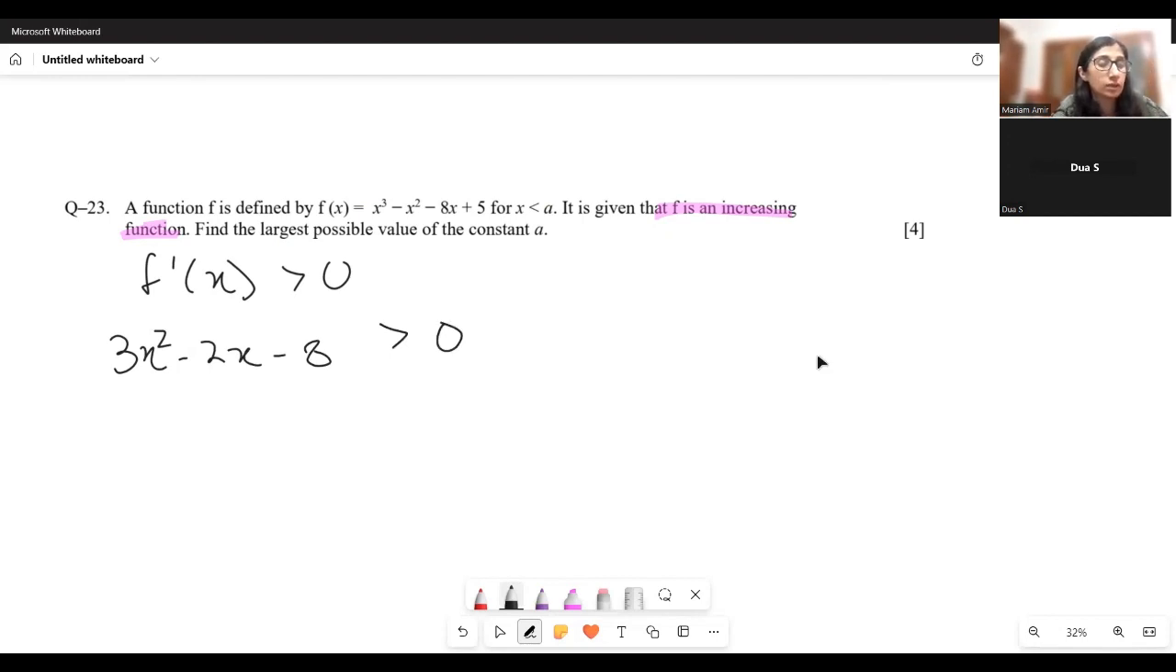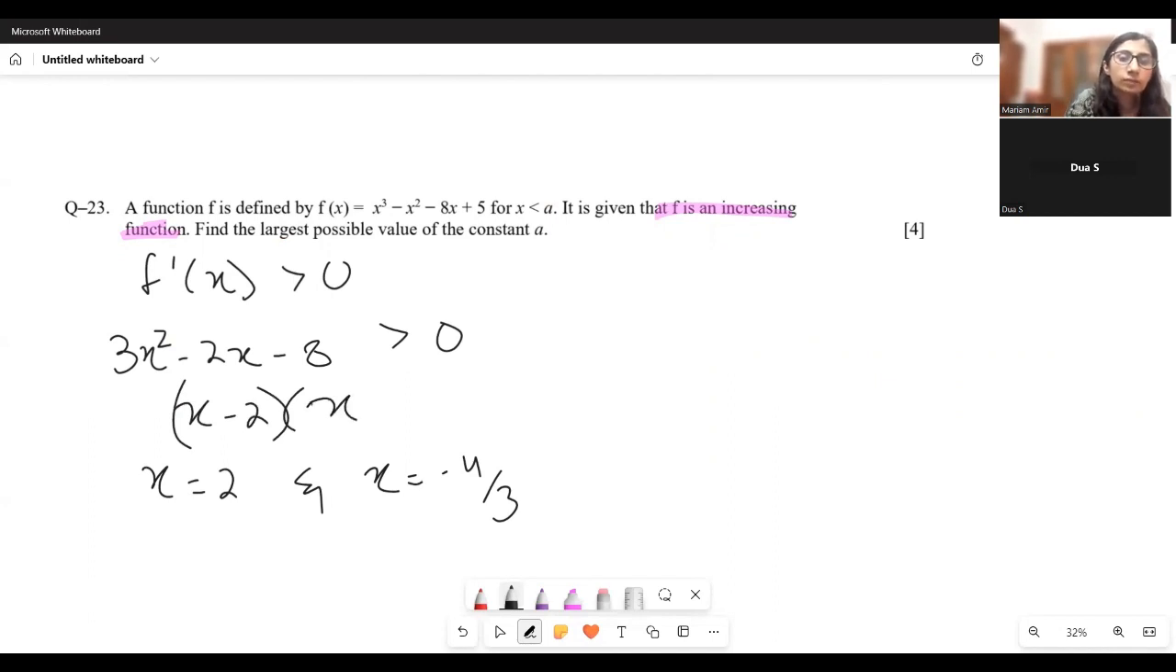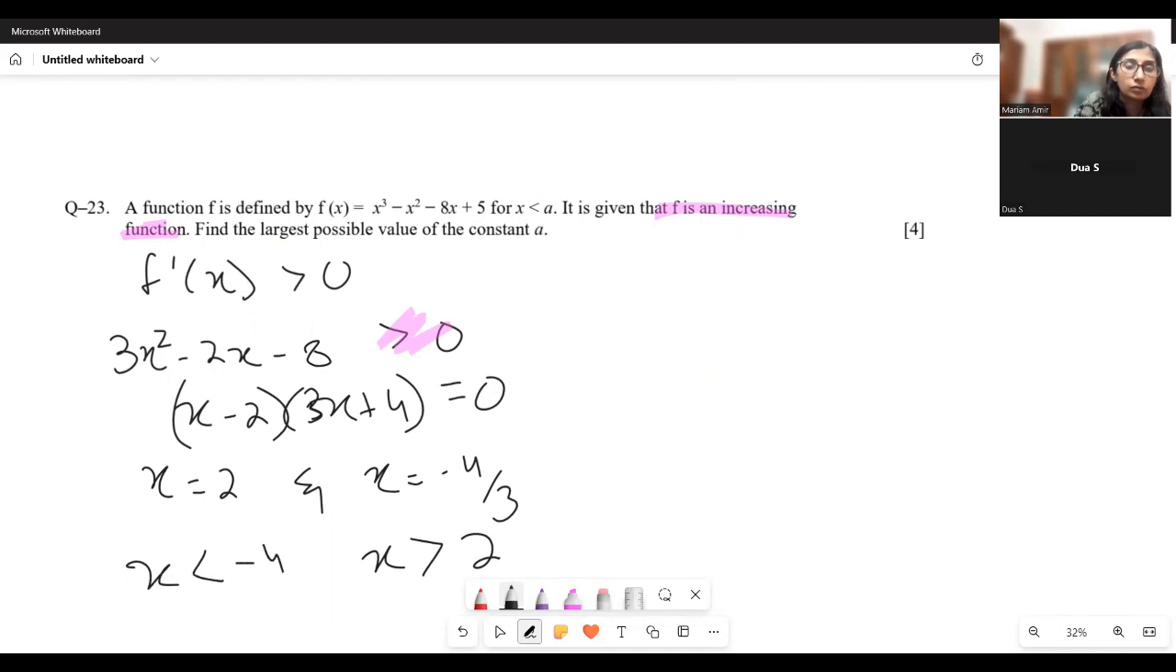Solve this through the calculator: 3, minus 2, minus 8, which gives x equals 2 and x equals minus 4 over 3. (x minus 2) in one bracket, (3x plus 4) in the other bracket, equals 0. We are first finding the critical values. Now the inequality is greater than 0. So one of the answers would be x is greater than 2, so it's like 3, 4, 5, 6. And the other is x is less than minus 4 over 3.